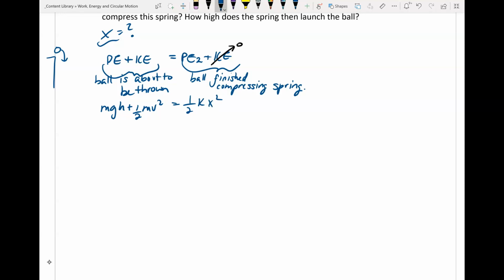So now I'm going to go ahead and plug in all the information we know. The mass is 2, acceleration due to gravity is 9.81. Our height is the height of the building, which the ball is being thrown down from, which is 110 meters. Again, our mass is 2. The velocity that it's going to be thrown down at is 10 meters per second. The constant of the spring is 10,000. We are looking for x.